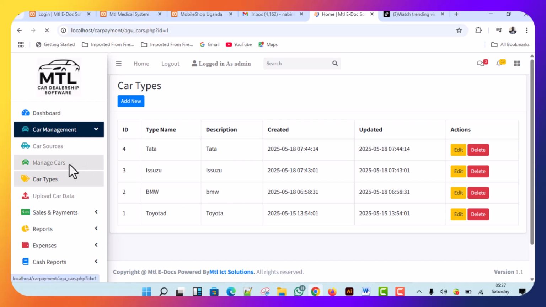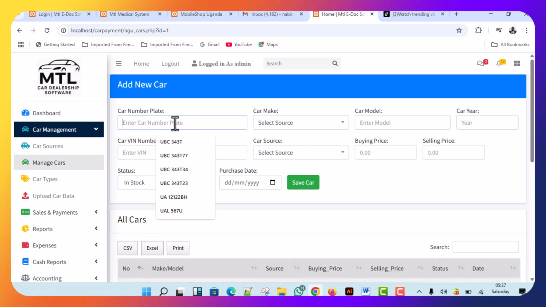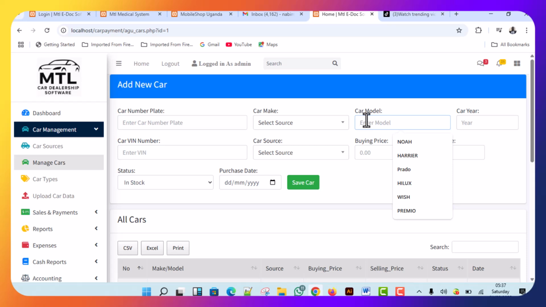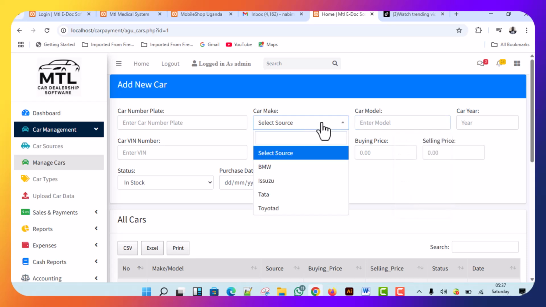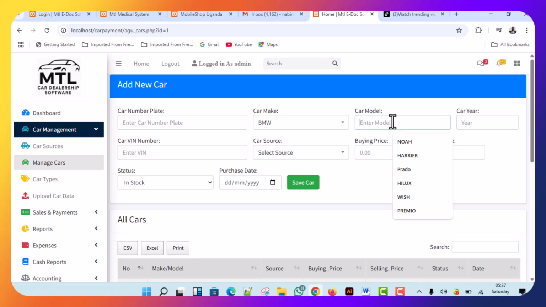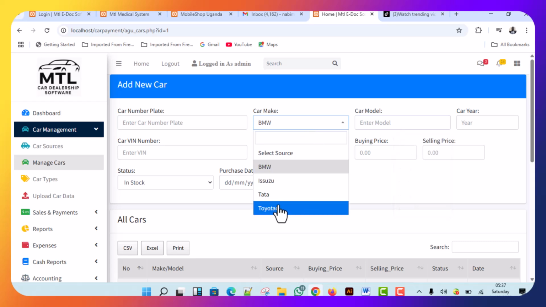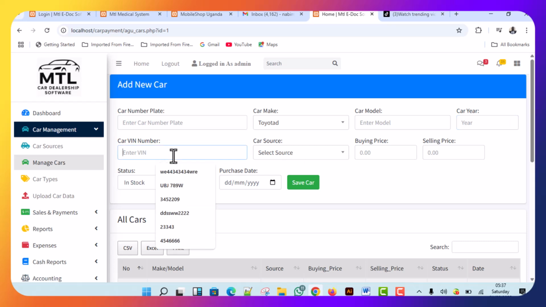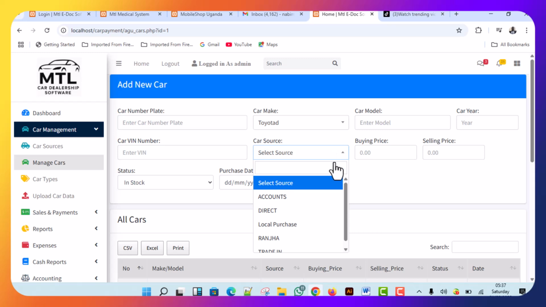So we come to manage cars. This is the car number plate. You enter the car number plate. You select the type, the car make, for example BMW, then the car model. If it's Toyota, then which other car model: Harrier, Prado, all that. Then the year when the car was made. This is the VIN number, the car source, how did you buy it, where did you get it from.